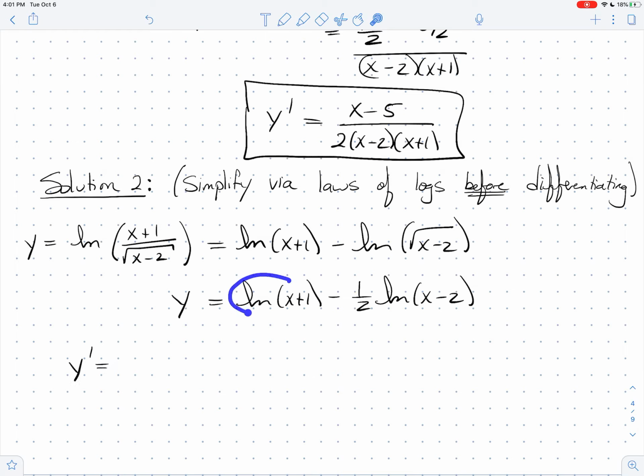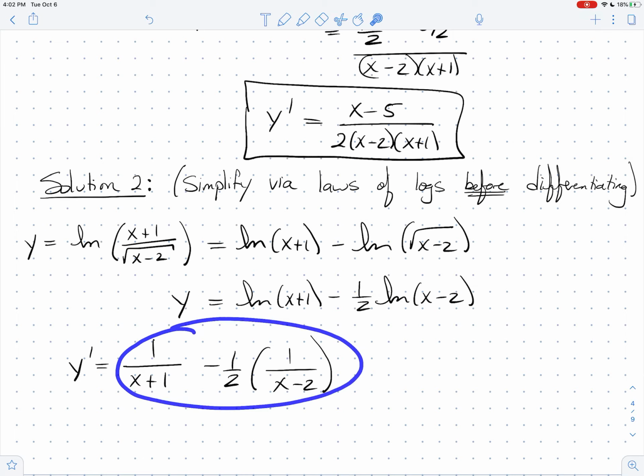Derivative of this part, the derivative of the inside is just 1 over x plus 1. That half tags along, so minus a half. The derivative of the inside is 1 over x minus 2. And if you took the time to find a common denominator and put those together, you could combine this like this one. These are in fact the same. You don't need to. Sometimes students are a little overzealous to combine fractions. It's perfectly great if you want to, but if there's no main reason to, then just leave it alone.